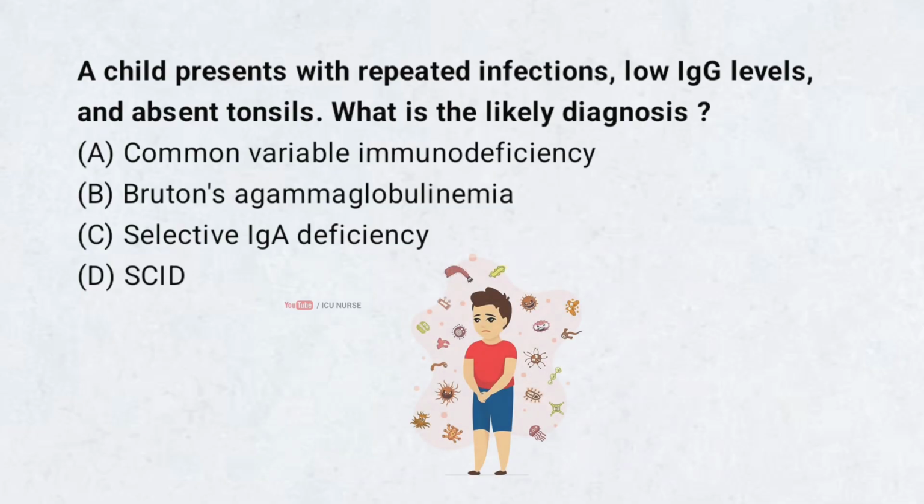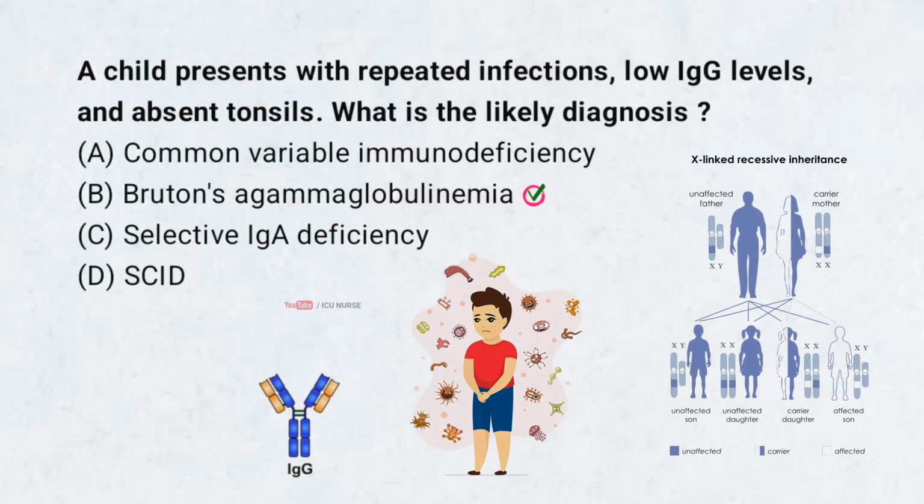A child presents with repeated infections, low IgG levels and absent tonsils. What is the likely diagnosis? A. Common variable immunodeficiency, B. Bruton's agammaglobulinemia, C. Selective IgA deficiency, D. SCID. Correct answer B. Bruton's agammaglobulinemia.